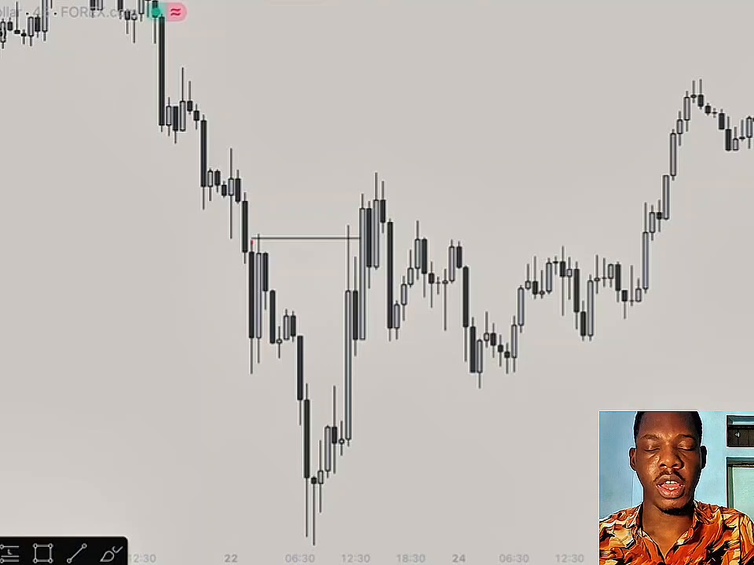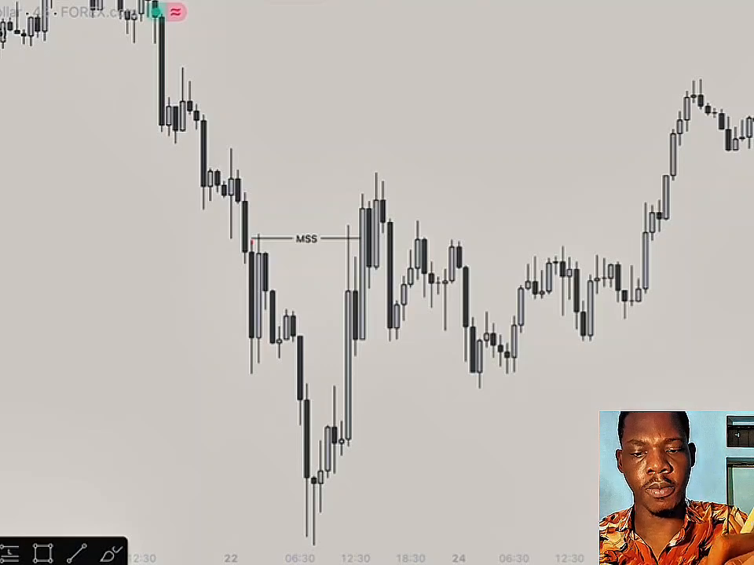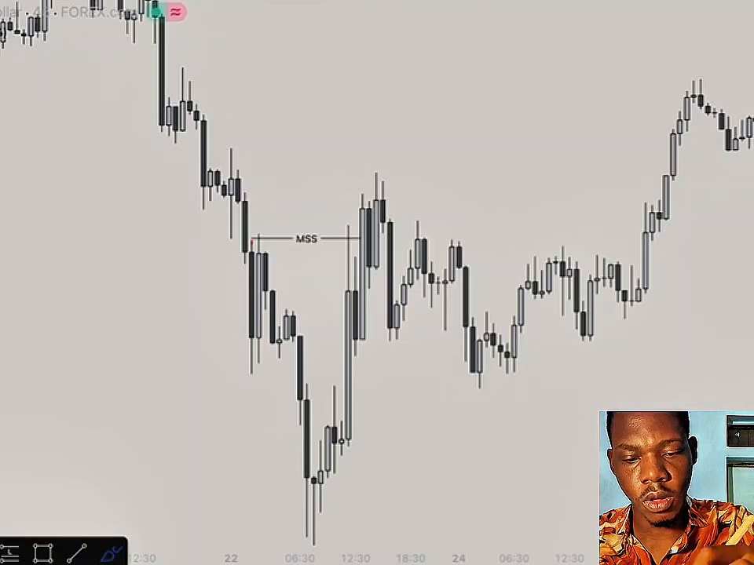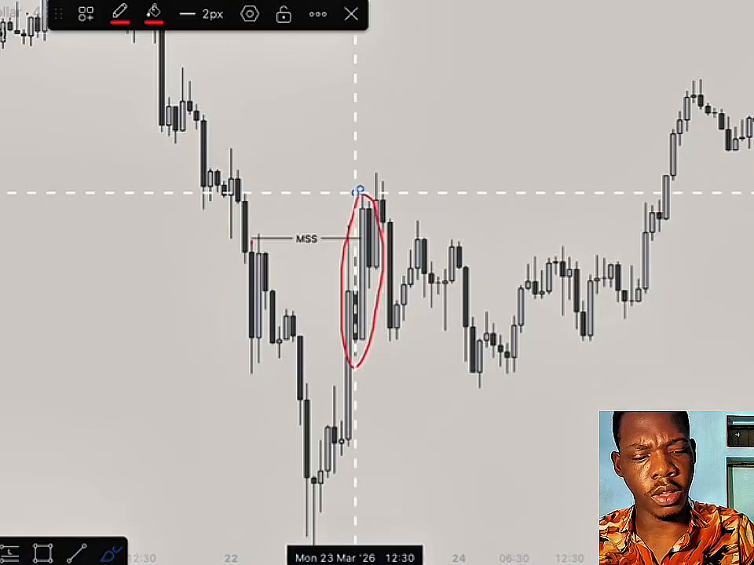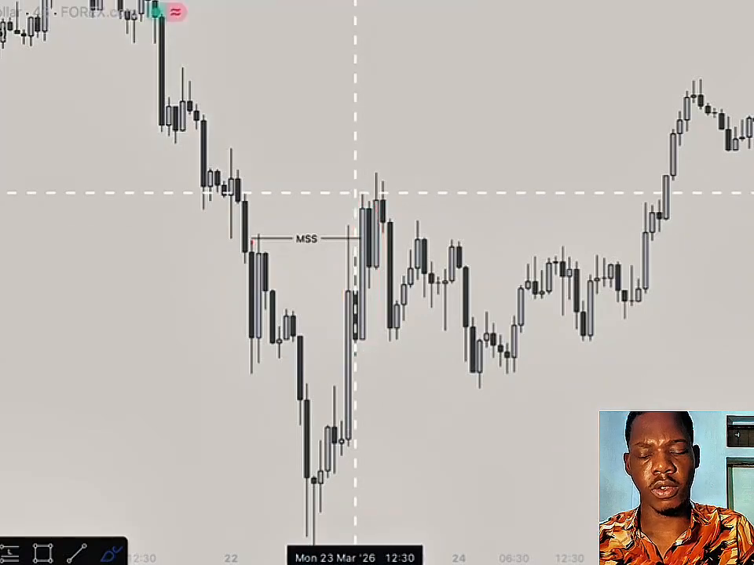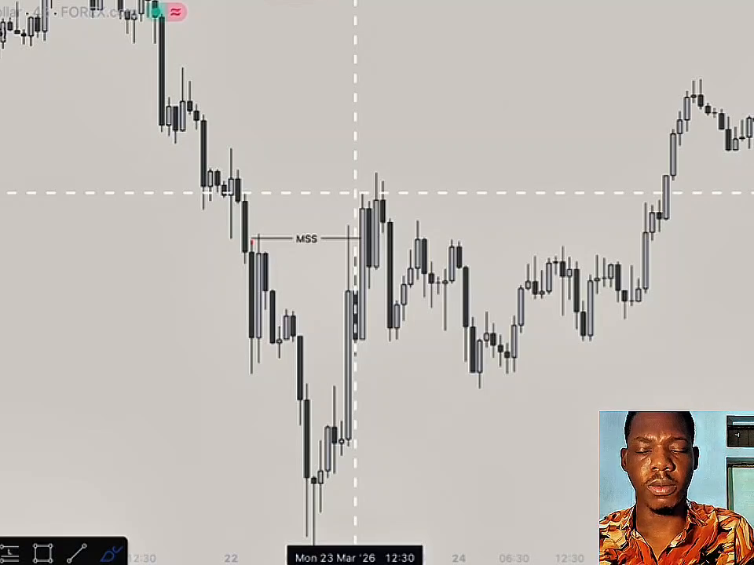So that's step one. I can see price broke here with this full body candle. Can you see that price broke here with a full body candle? All right, so that's step one ticked. So what is step two? Step two said that there must be an inducement or a liquidity.